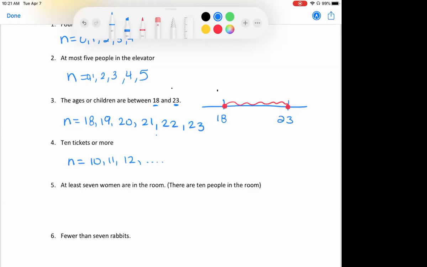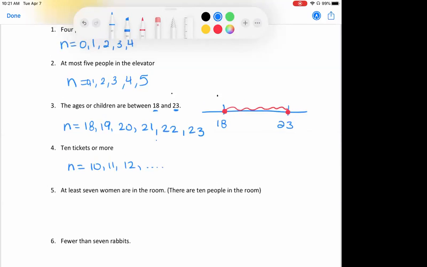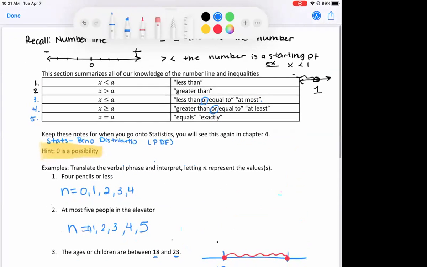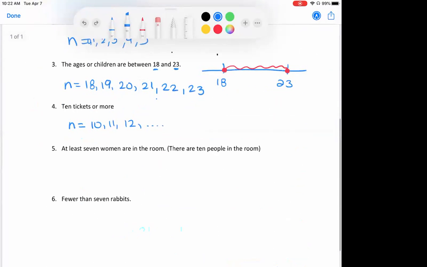5. At least 7 women in the room. And it's telling you that there's a total of 10 people in the room. So for the at least, I always have to refer back to my box. And we have at least right here. So we know with at least, I have to work with that number and more than that. So I want 7, and I want more than that. So I want 8, 9, and I have to stop at 10 because it's telling me that I have a total of 10 people.